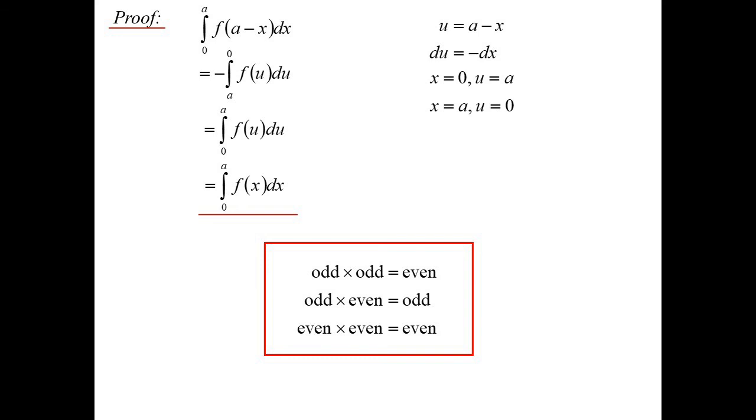Keep this in mind too when you're looking at symmetry. Remember, if it's the same type of function multiplied together, you'll end up with an even function. If they're different types of functions, so one's odd and one's even, you'll have an odd function overall. So again, if you notice that, you might save yourself some time.